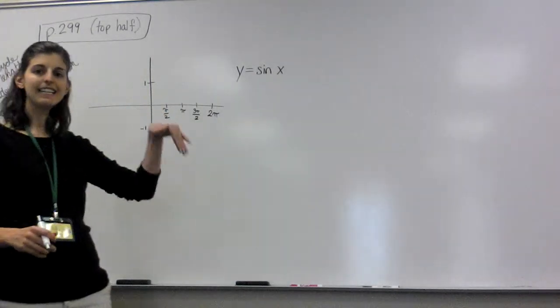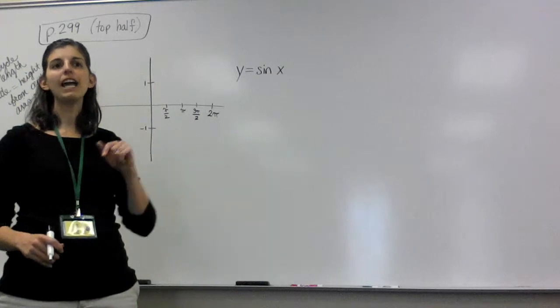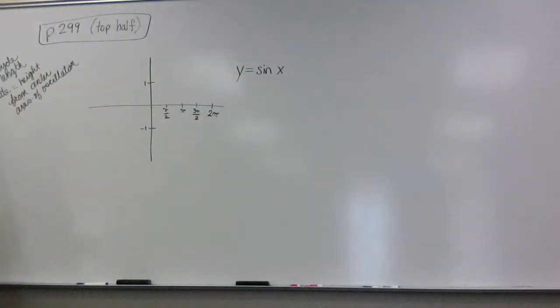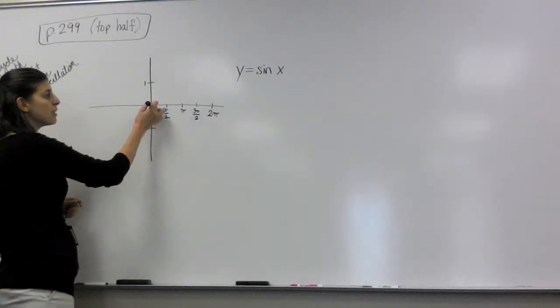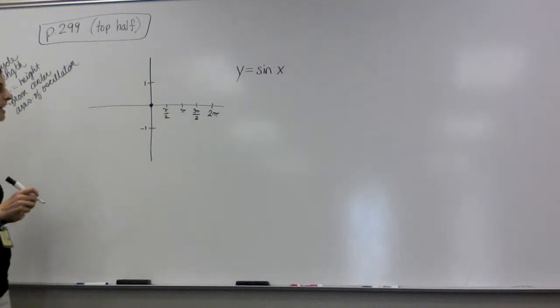Sine oscillates. On the y-axis, where does sine cross it? The y-axis has an x value of 0. So what is the sine of 0? 0. Sine of 0 is 0. So I'm going to cross through the point (0, 0).